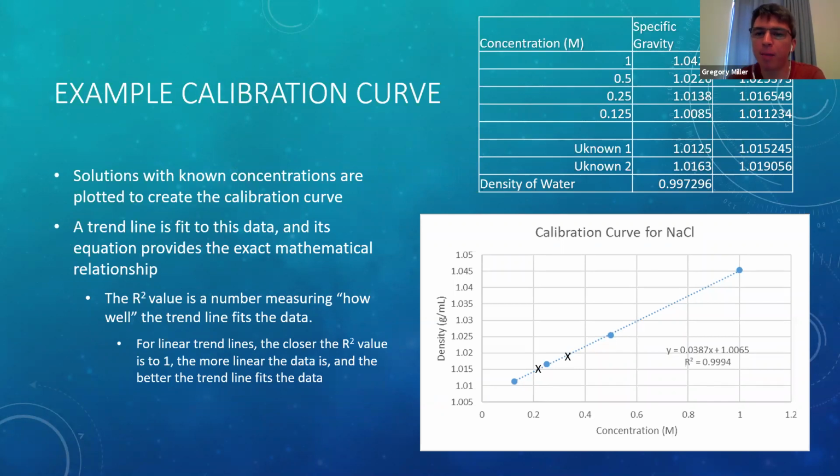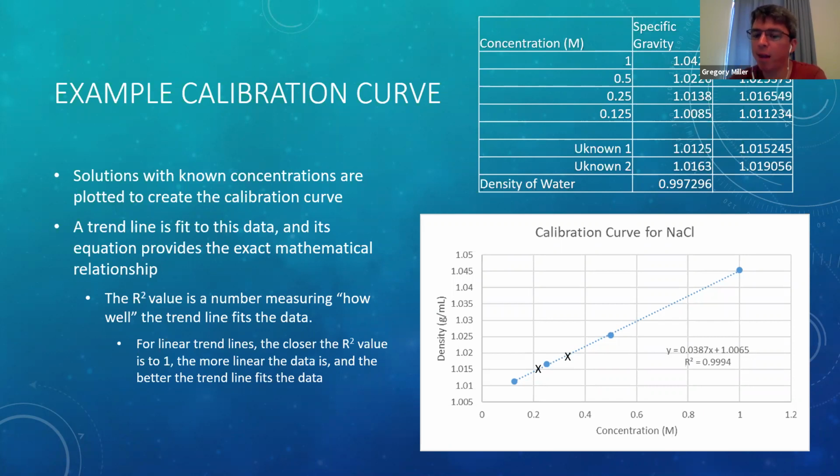So for example, if we look up at the top, the first thing we have are our 4 standards. We know the concentration, 1, 0.5, 0.25, 0.125 molar. We measured the specific gravity with a hydrometer. We can calculate the density using our specific gravity formula. We can do the exact same thing with our unknowns, measure their specific gravity, calculate their density using the specific gravity formula. But if we look down at the graph, that's your actual calibration curve.